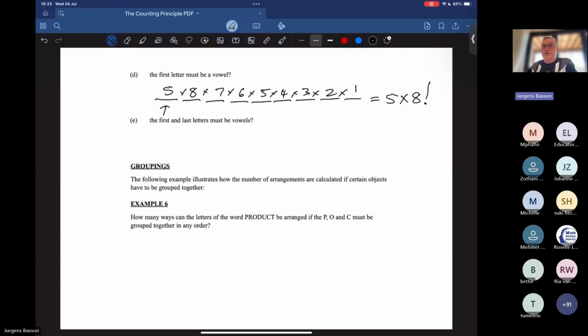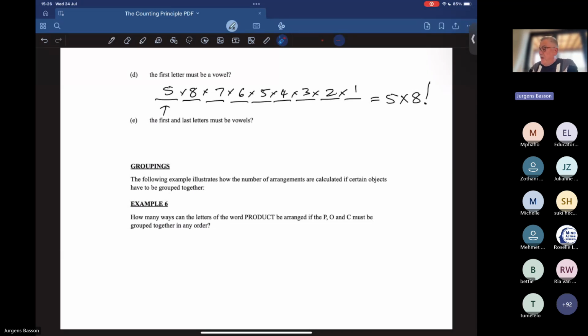Just one thing to look out for that I've seen many times in the past is that many people want to put a factorial with 5 as well. But 5 can't be factorial because it's only one position. There's not 5, 4, 3, 2, 1. You will notice the 8 goes down to 1. So that is factorial. But the 5, only a number. 5 times 8 factorial.